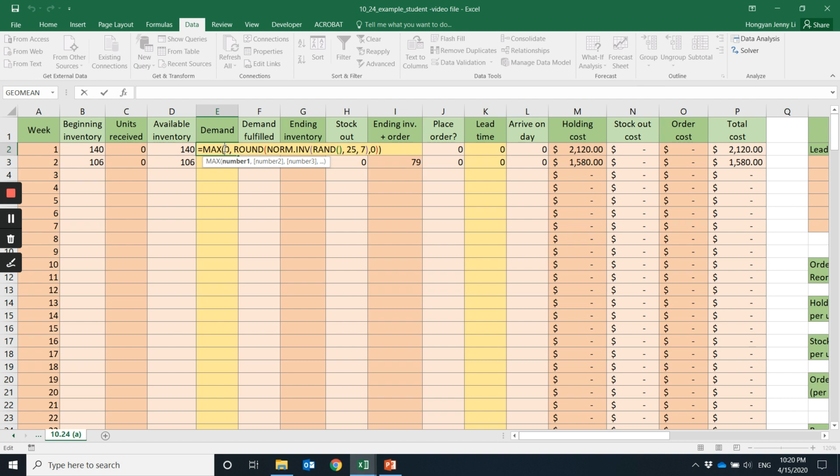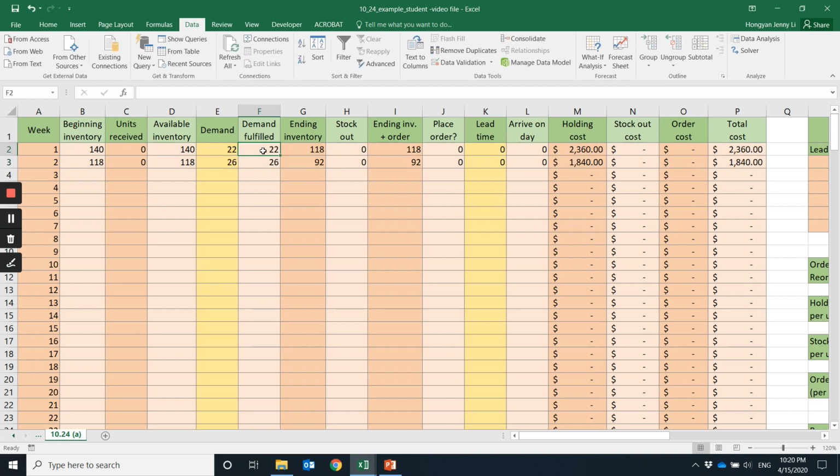So in this case, we only consider the positive random values you generated. We use a max function to only keep the positive or non-negative values. Apart from this, in the exercise, I also mentioned you should only consider the integer demand. So we also use a round function here to make sure you get integer demand values. Just double check this function, make sure you understand everything.